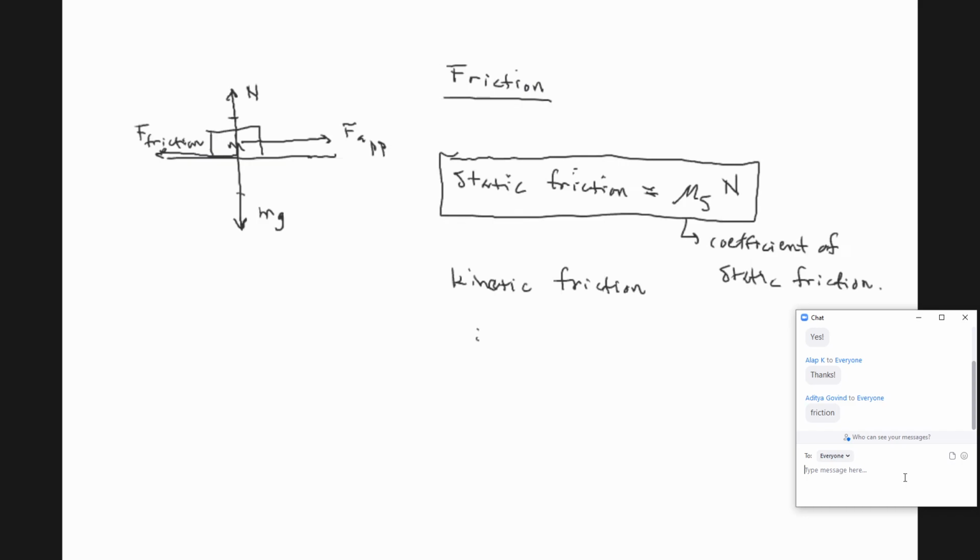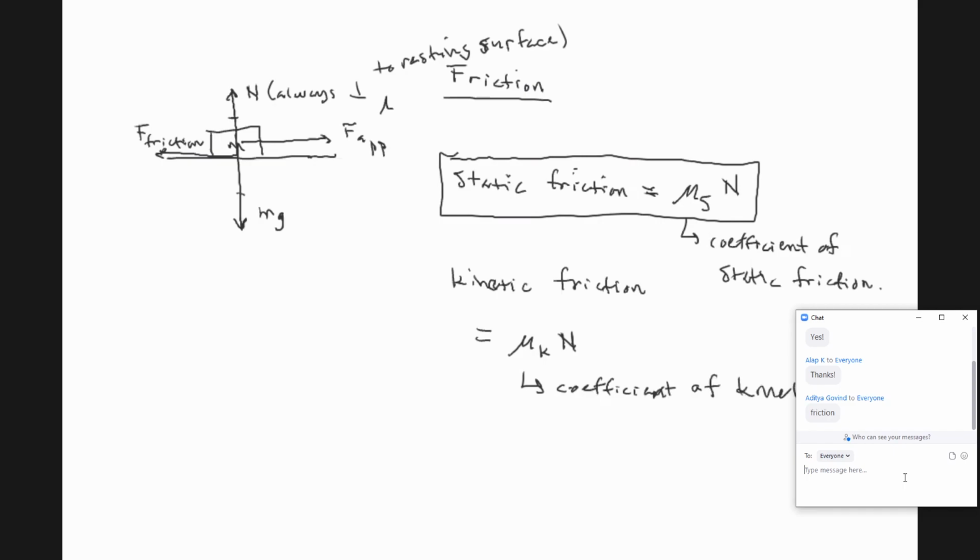For kinetic friction, it's simply mu sub k times the normal force, N being our normal force. By the way, normal force is always perpendicular to the resting surface. So no matter where you're at, or what angle that you have, you're always perpendicular to the resting surface. With kinetic friction, this is when the object is in motion. And mu sub k is called the coefficient of kinetic friction.